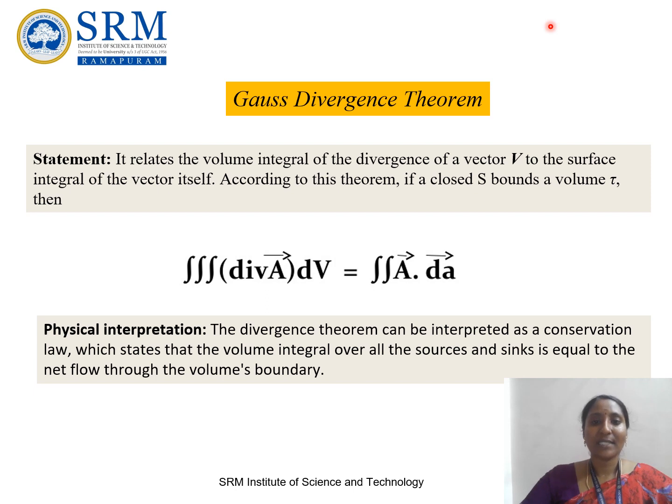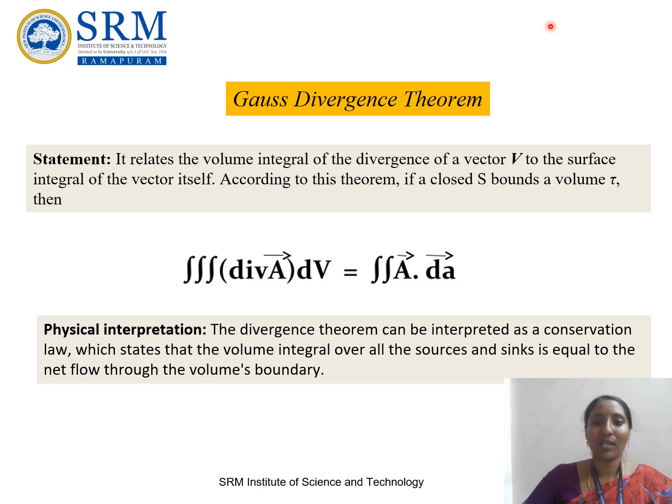So what is Gauss law? Gauss divergence theorem. We all know it relates the flux of a vector field through a closed surface to the divergence of the vector field over the volume enclosed by the surface. That is called Gauss divergence theorem.